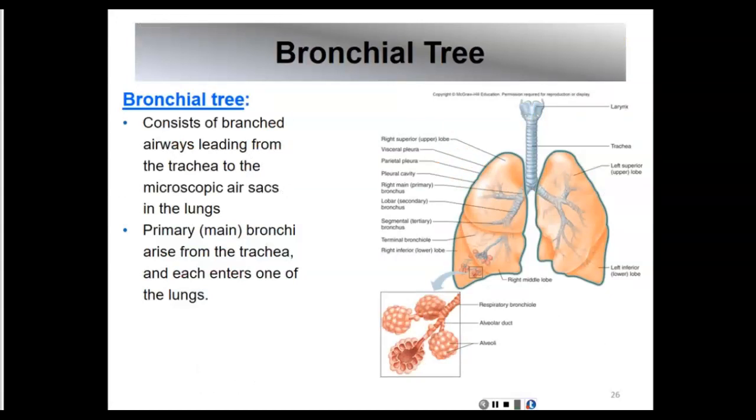The bronchial tree consists of the branched airways leading from the trachea to the microscopic air sacs in the lungs. The first branch is the primary off of the trachea, and then as it branches off of there, we go to secondary, tertiary, and then we go into bronchioles, and then finally down into alveoli, which are these like bundles of tiny little air sacs.